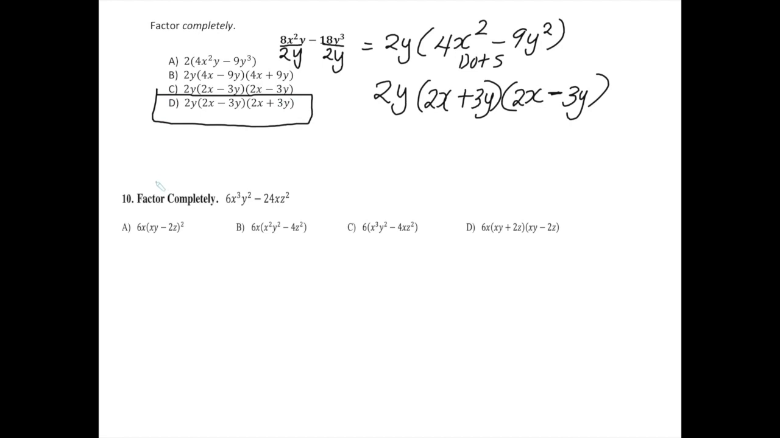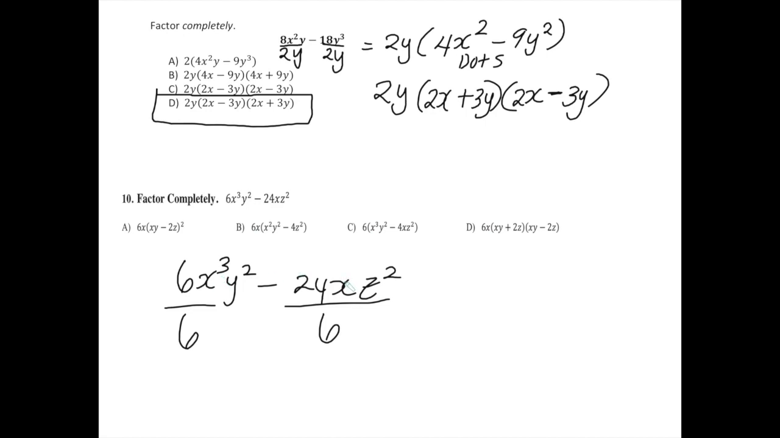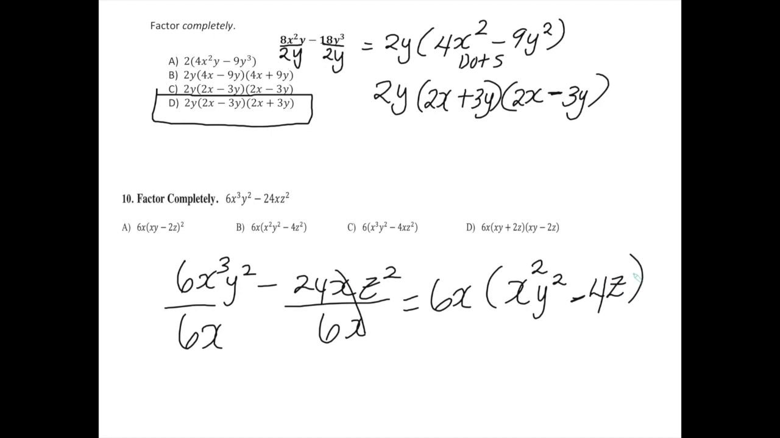And you're finished. Again, here I have 6x to the third y squared minus 24x z squared. So I'm going to do GCF first. Now let the answers help you. Notice we all have a coefficient here of 6, so you can take out 6. X is common to both terms. Remember, take the smaller, so I'm going to take x. So that will be 6x first. When I divide, I'm going to get x to the second y squared minus 4. And the x's cancel, leaving me with z squared.